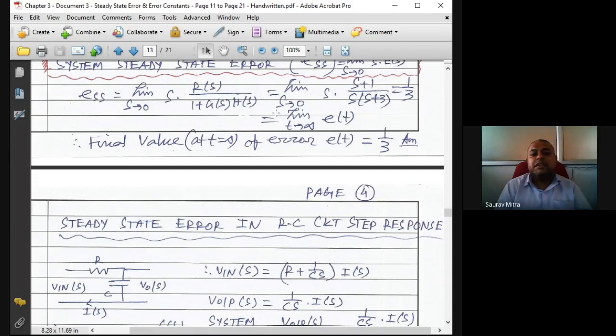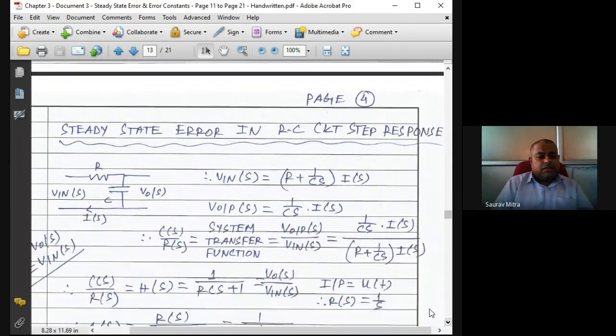So this is limit t tends to infinity, e(t), same as limit s tends to 0, s into E(s). Okay, so the final value at t equal to infinity of the error is e(t). So finding the same thing by first principle is shown above. Finding the same thing by the ESS formula is below. So don't worry much about it.